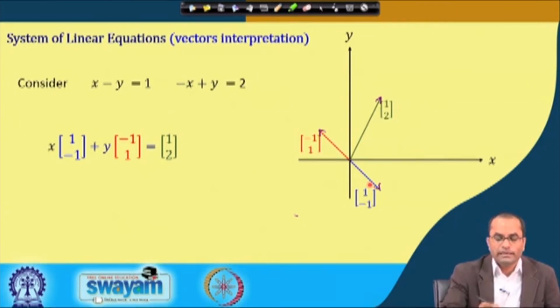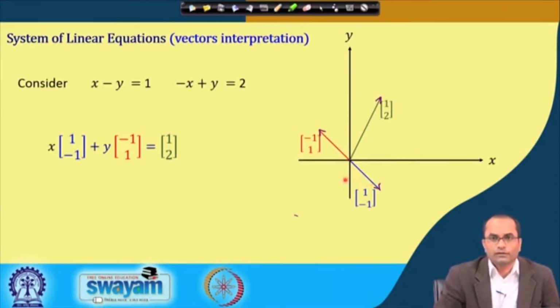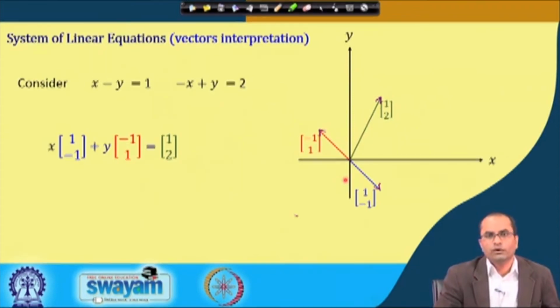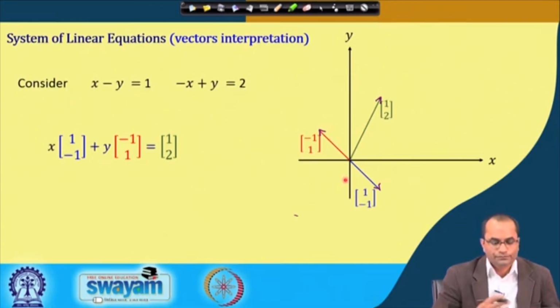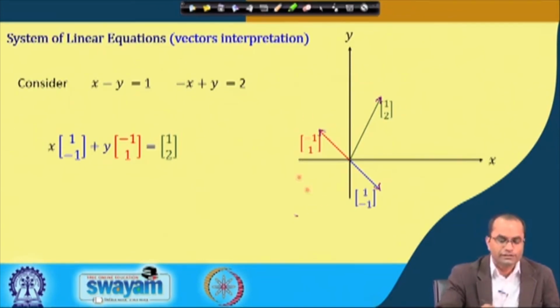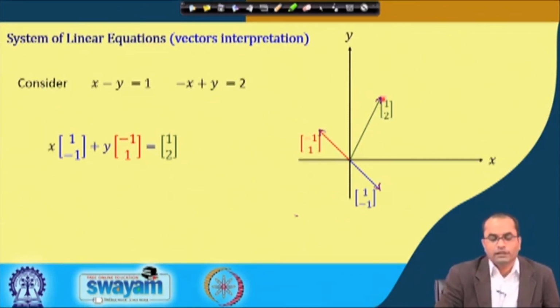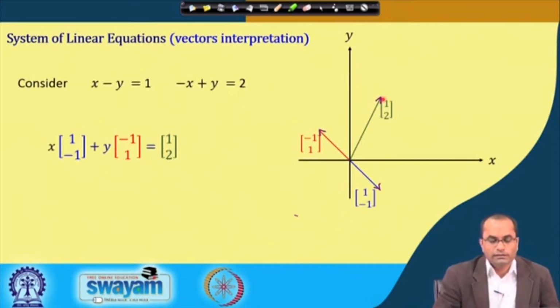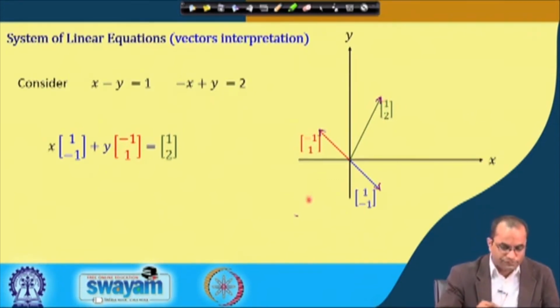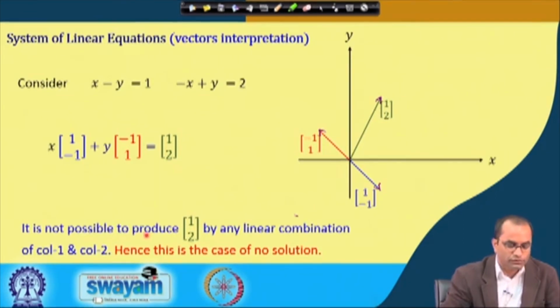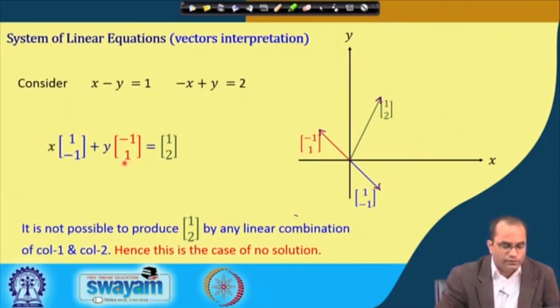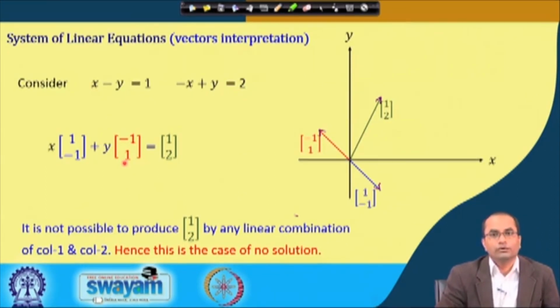So, certainly any combination of these two vectors, or rather we usually call it a linear combination, and later on we will come up with a better definition of this. Here any linear combination of these two vectors will not give us the vector (1, 2), and hence this is the case of no solution. It is not possible to produce this vector (1, 2) by any linear combination of column 1 and column 2, and hence this is the case of no solution.